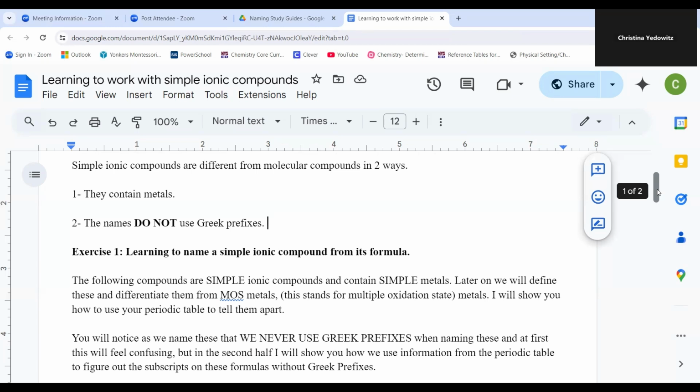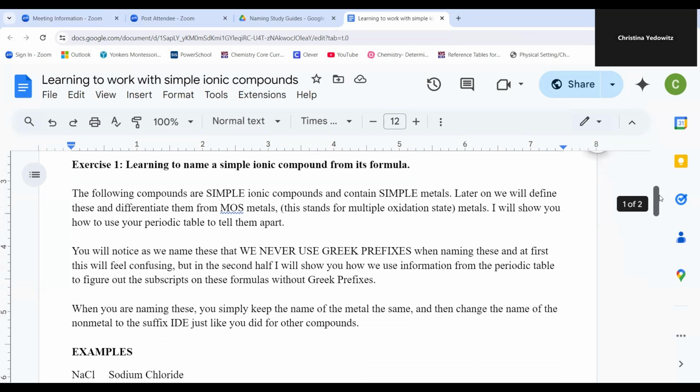And so I have to try and help you figure out the details of what it is that's different about them. So let's dig in. I'm going to say these are simple ionic compounds. So let's talk about what makes them simple one more time. Simple ionic compounds contain what I would define as simple metals.